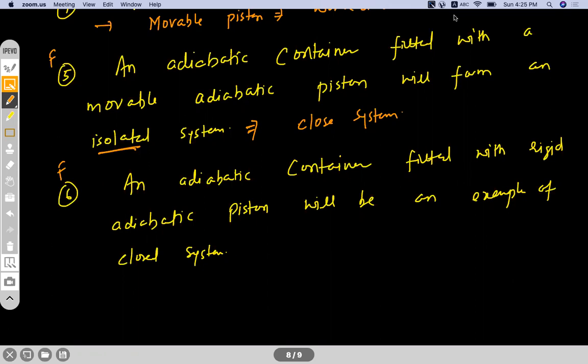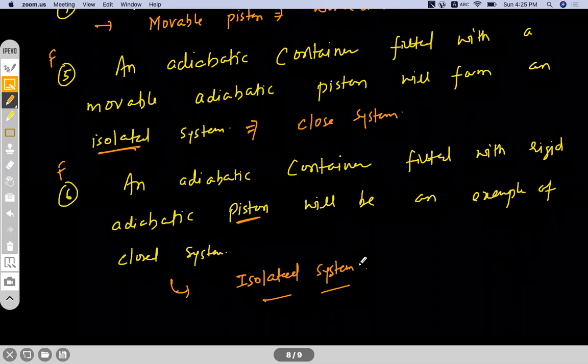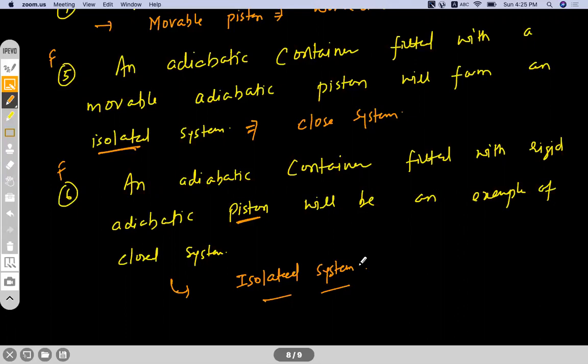Okay, last one: an adiabatic container fitted with a rigid adiabatic piston is an example of a closed system. Since the piston is adiabatic and rigid, it cannot move up and down, so work done is not possible. Hence, it is an example of an isolated system, not a closed system. It is also closed, that's not wrong, because the system is completely closed from all four sides. But since there is no exchange of matter or energy, it is an isolated system. A closed system is one in which exchange of energy is possible, but exchange of matter is not possible.